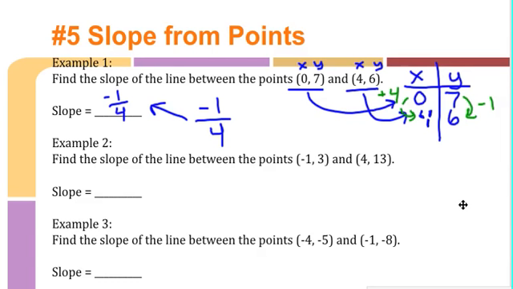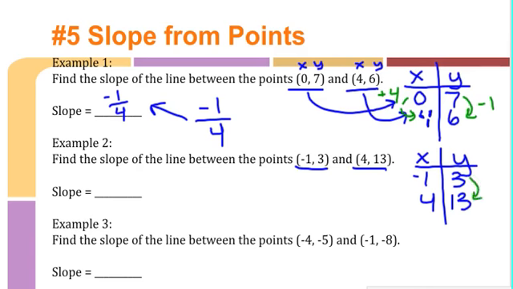Same idea. Example 2, find the slope of the line between the points negative 1, 3 and 4, 13. I'm going to use the same strategy of creating a table of values. So x, y, negative 1, positive 3, positive 4, positive 13. Now I find the change. 3 to 13, I'm adding 10. Negative 1 to positive 4, I'm adding 5.